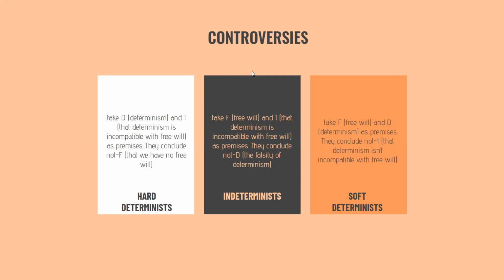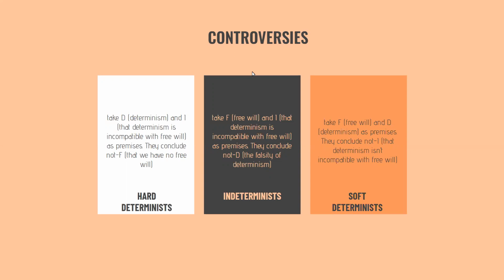Indeterminists take F, free will, and I, that determinism is incompatible with free will, as premises. They conclude not D, the falsity of determinism. They would say some human actions are free, no determined actions are free, therefore some human actions aren't determined. So that would be F, I, therefore not D.